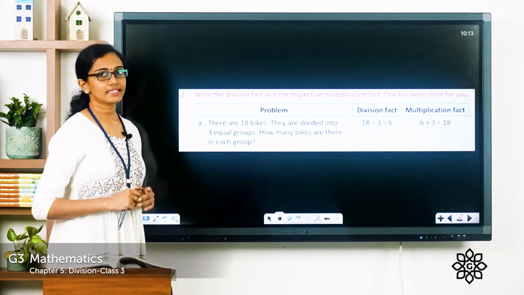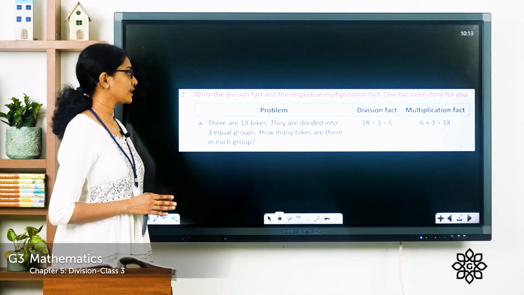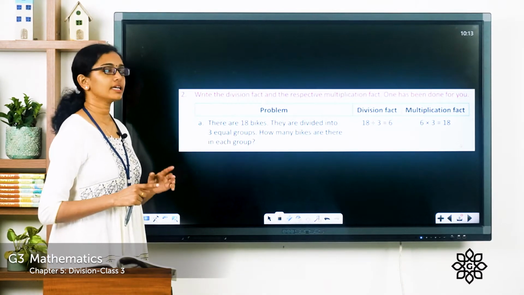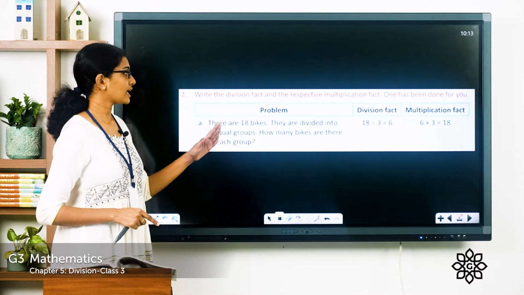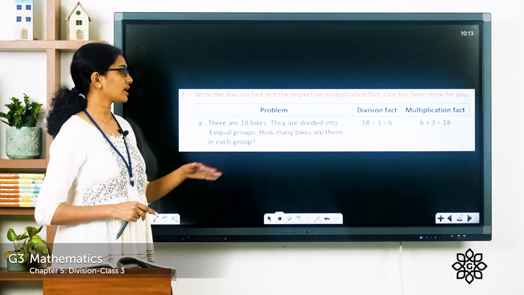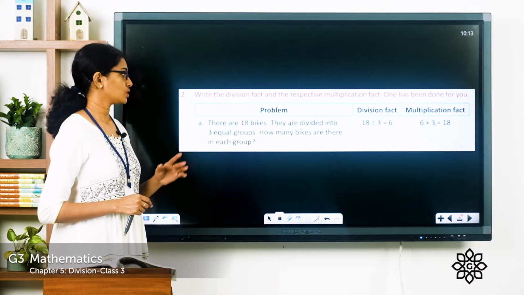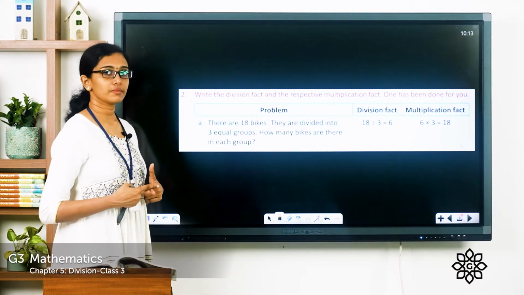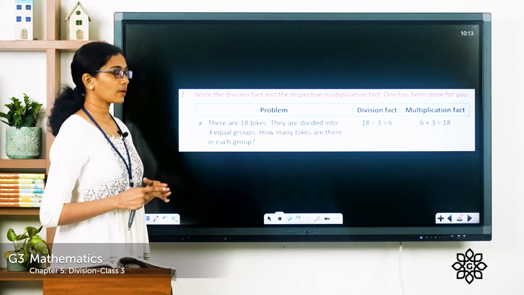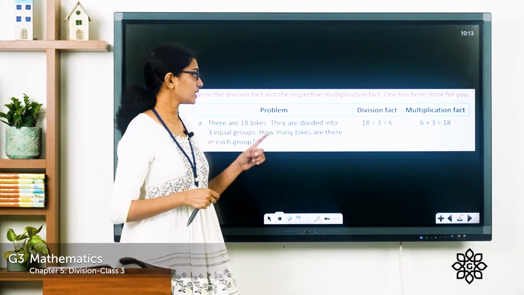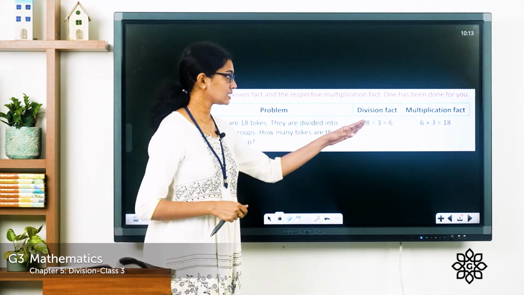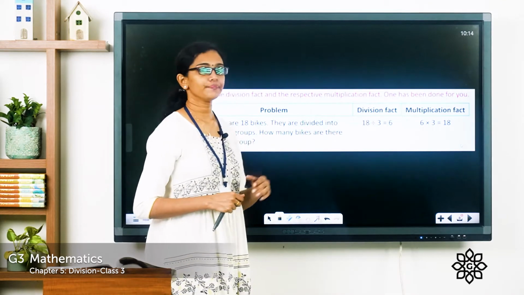There are 18 bikes. They are divided into 3 equal groups. How many bikes are there in each group? So there are 18 bikes which are divided into 3 equal groups. So you are asked to find out how many bikes will there be in each group. So from the question, how do you write the division fact? 18 bikes divided into 3 equal groups. So that is 18 divided by 3.